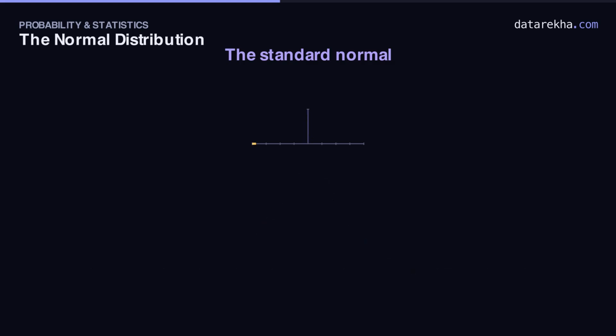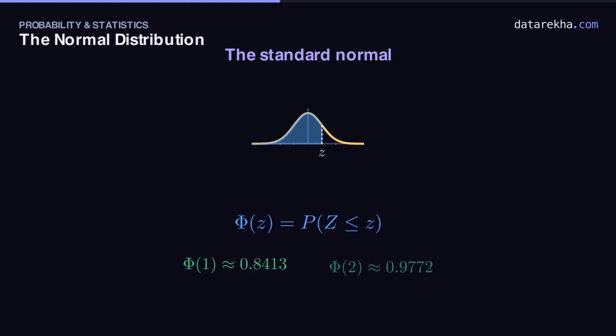On this fixed bell, we define one master function, capital Phi of z. It's the area to the left of z, the probability that Z is at most z. That's the cumulative distribution function. Two values are worth memorizing. Phi of 1 is about 0.8413, and Phi of 2 is about 0.9772.